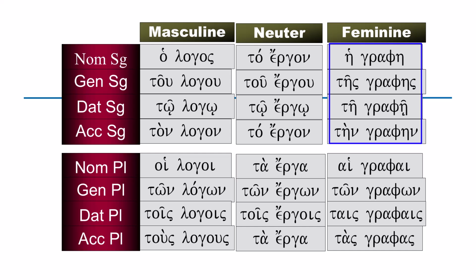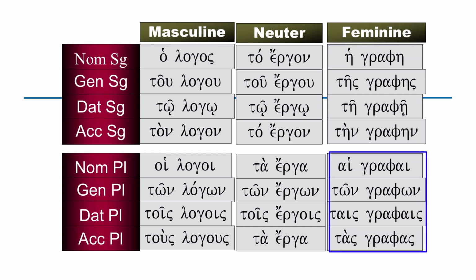And in the genitive, you have tes graphes. Genitive has possession, so it's of the writing. And you have te graphe in the dative. The translation is to the writing. And in the accusative, you have ten graphen, meaning the writing. The plural endings, in the nominative plural, you have hai graphai, meaning the writings. And you have ton graphon, meaning of the writings. And you have tais graphais, meaning to the writings. And you have tas graphas in the accusative, meaning the writings.